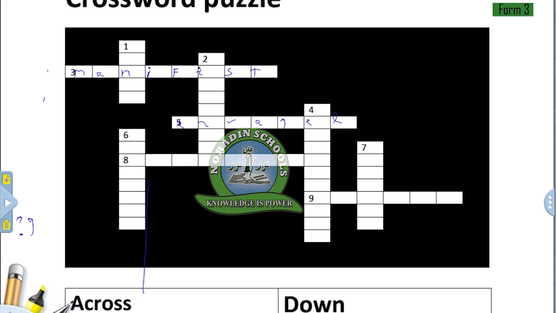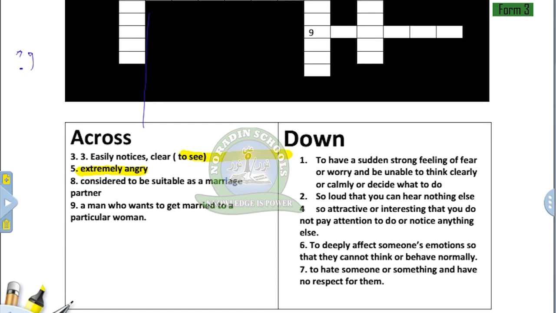So how many answers do we have here? We get two answers. The first two words, manifest and enraged. Okay. And then we go back to our definitions, the across. Okay. We stopped at question three. All right. Let's go together.